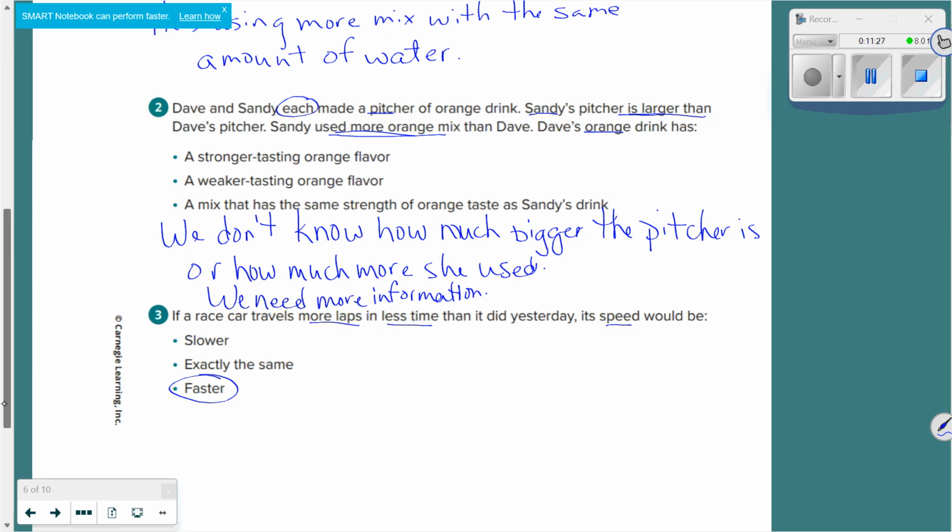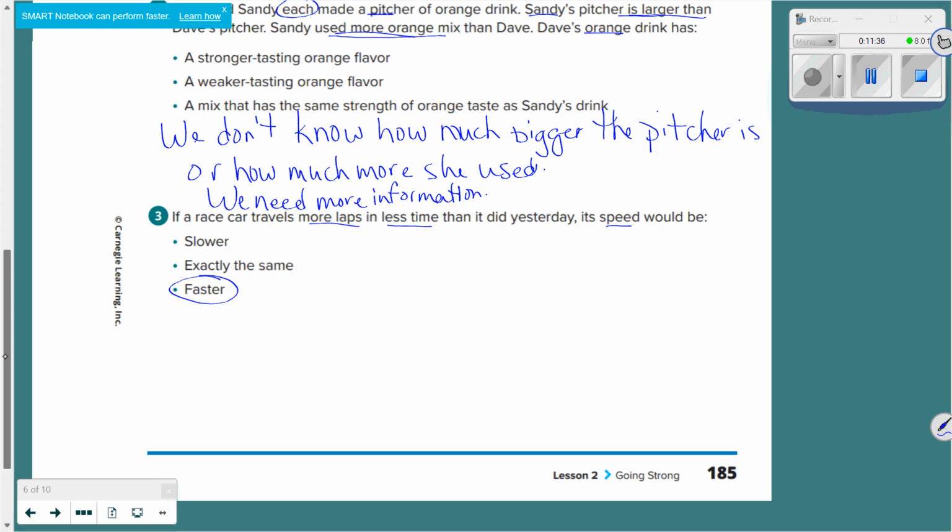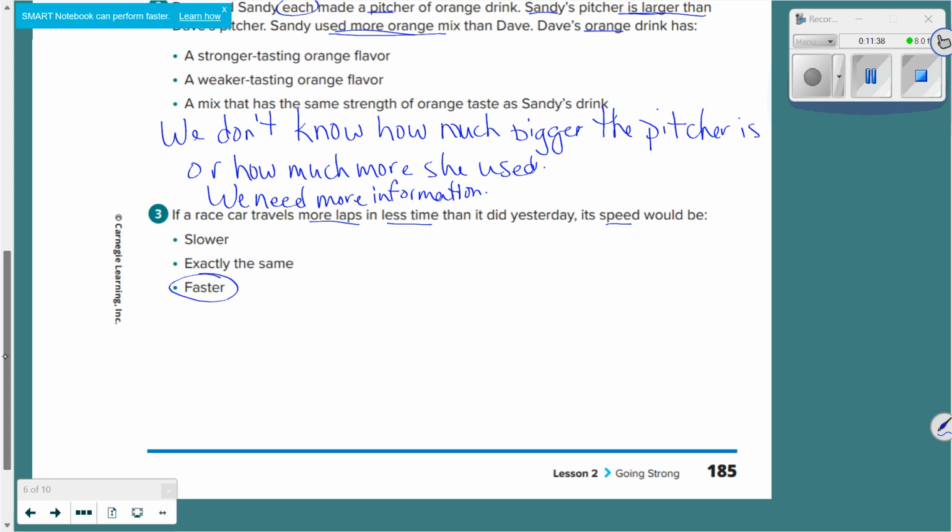Because even though they didn't give us the size, we do know it's the same track. If they switch tracks or something, then we may not have enough information. Technically, I guess you could say, because it never did say it was the same track. So if that's what you used as your excuse for why you didn't have enough information, that they might have switched tracks, that could actually be reasonable. But there is no way to do more laps in less time unless you go faster.